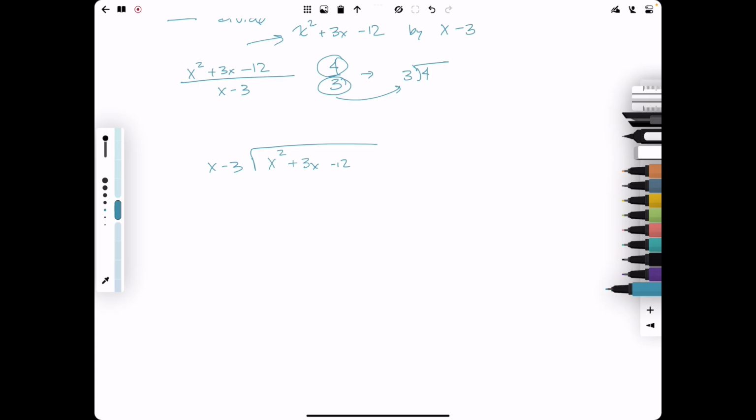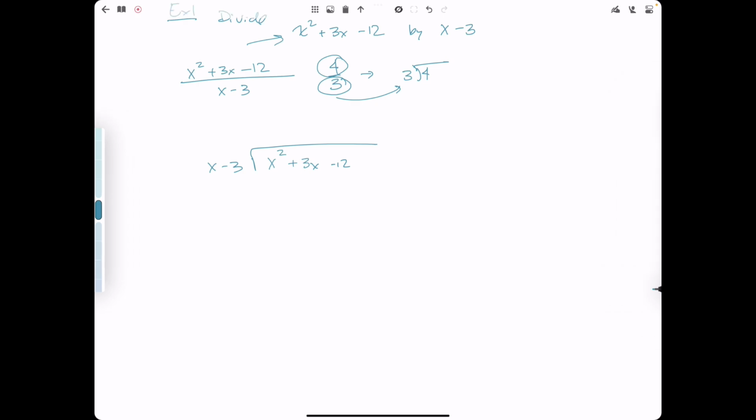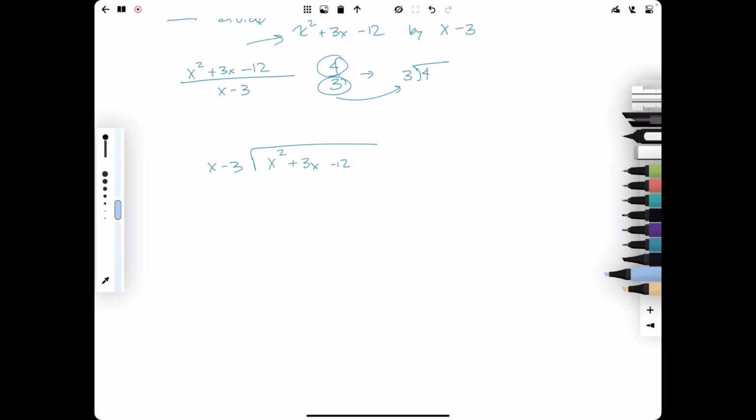Just like when we were doing long division, you need to ask yourself, what do you need to multiply this x term by to get to x squared? By x. Yeah, you need to multiply by x, so the x goes up here. Just like with long division, we do division, then multiply, then we're going to subtract, and then we're going to bring down. Those are the steps that we're going to follow. So we did the division. We're going to multiply now.